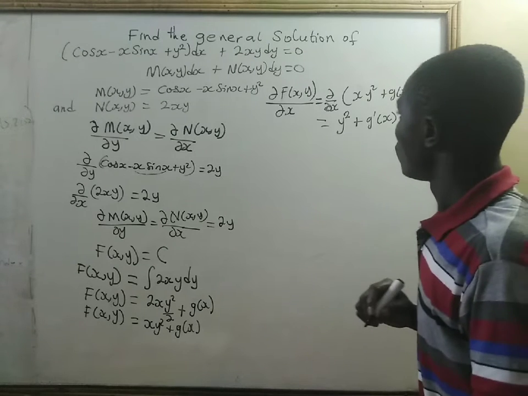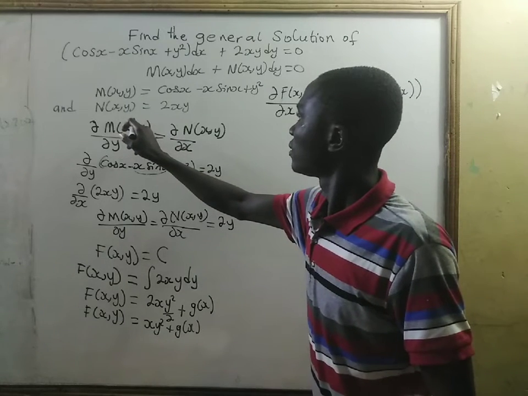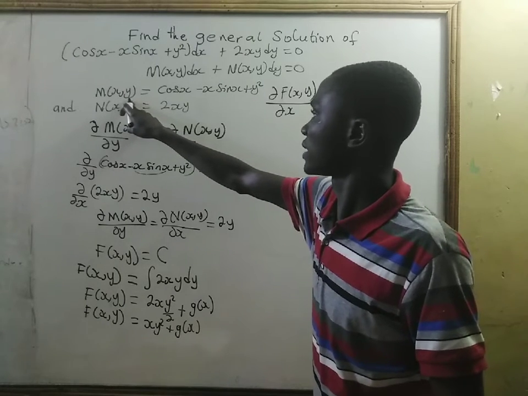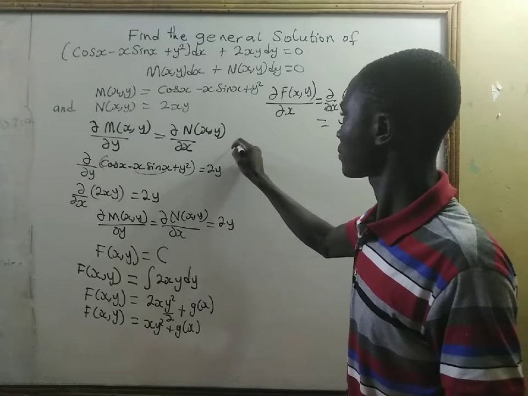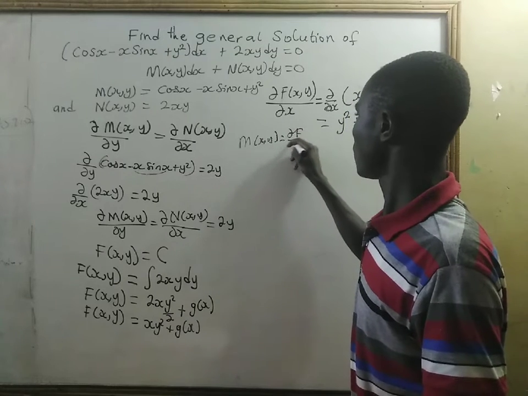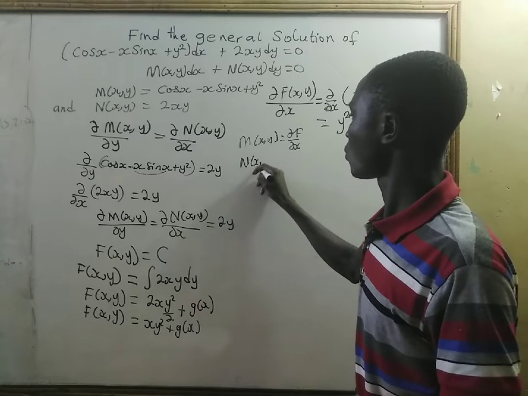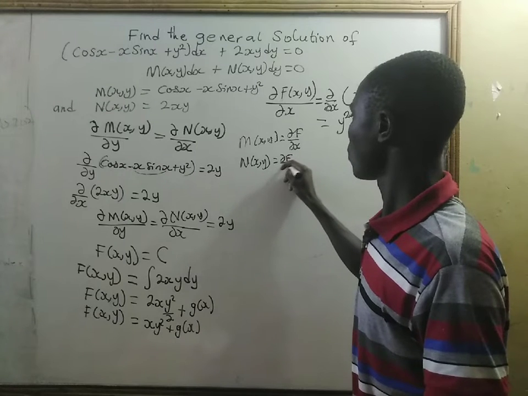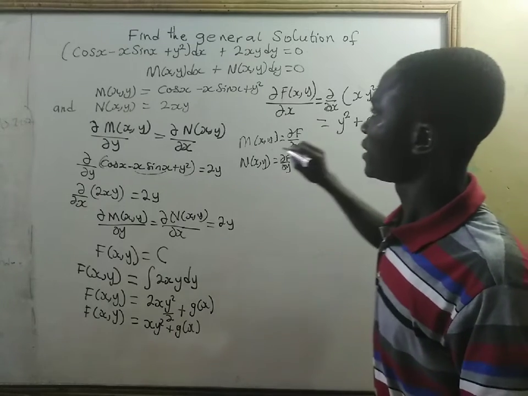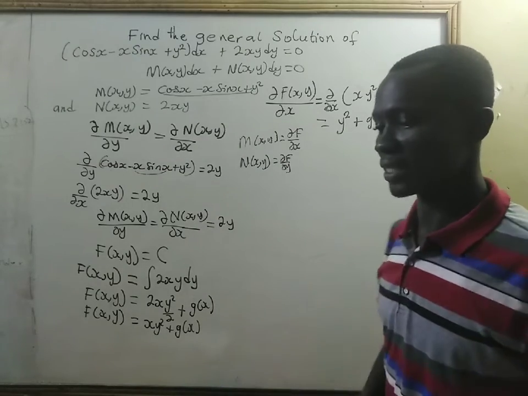Now, we will see that we have this M(x,y) here. M(x,y) is equal to the partial derivative of f with respect to x, and N(x,y) is also equal to the partial derivative of f with respect to y. So it means that what we've gotten here is equal to this. Very simple as that.